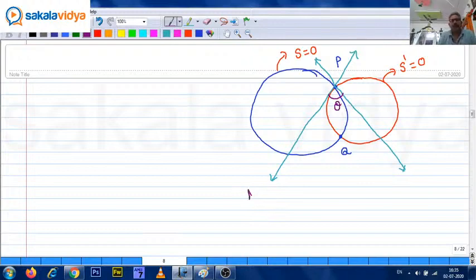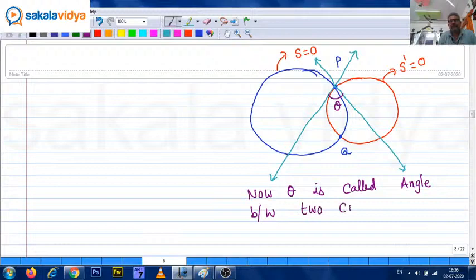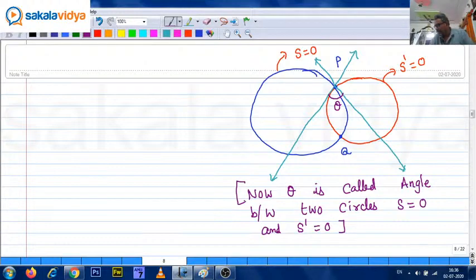So now theta is called the angle between the two circles S equals 0 and S dash equals 0. Now we talk about the angle between the two circles. How to find the angle between the two circles.